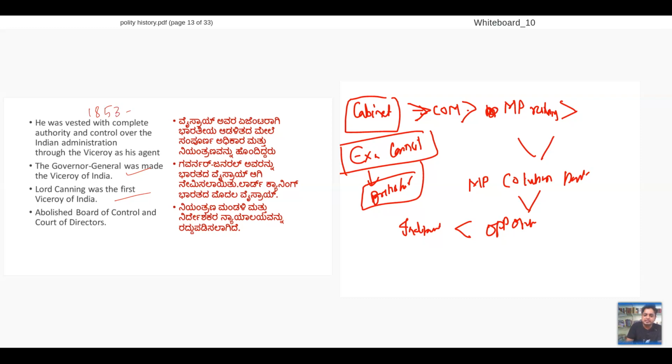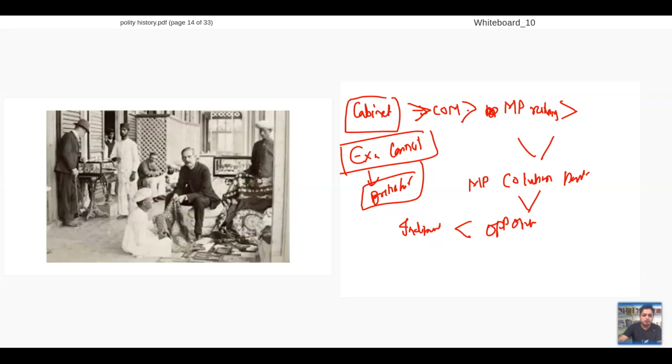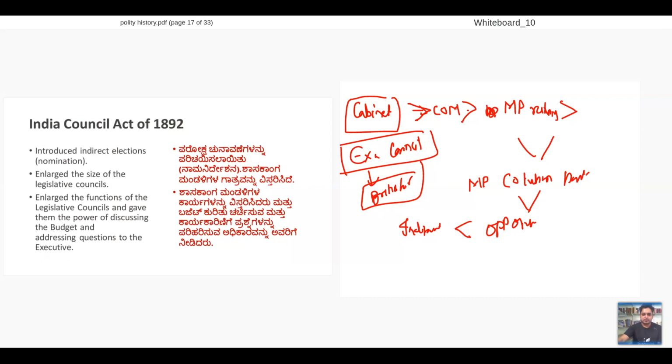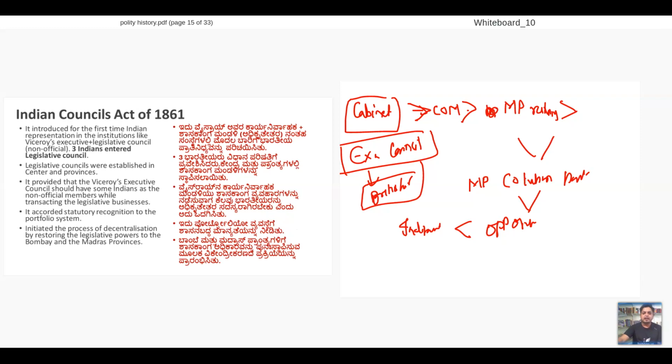In 1853 itself, we had a Legislative Council, right? The Legislative Council was going on. So what does this picture depict? This picture depicts that Britishers are using Indians for their work. So on that basis, I'll be starting another concept of Legislative Council.